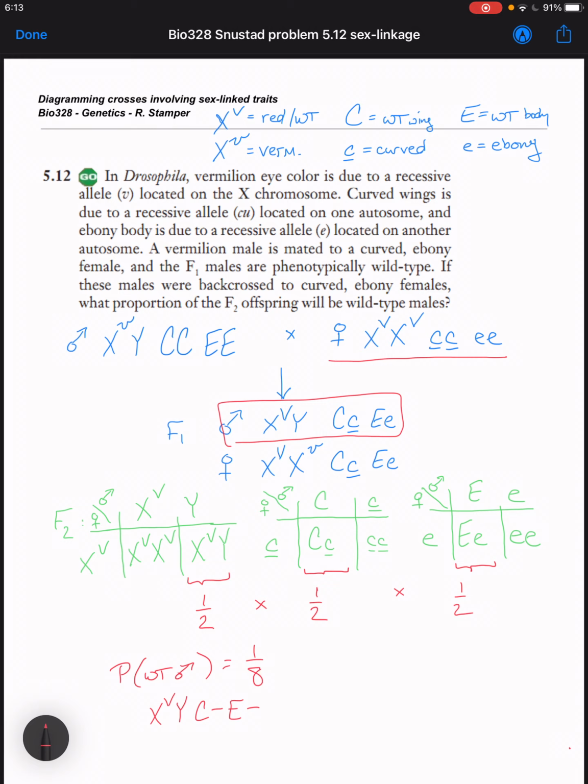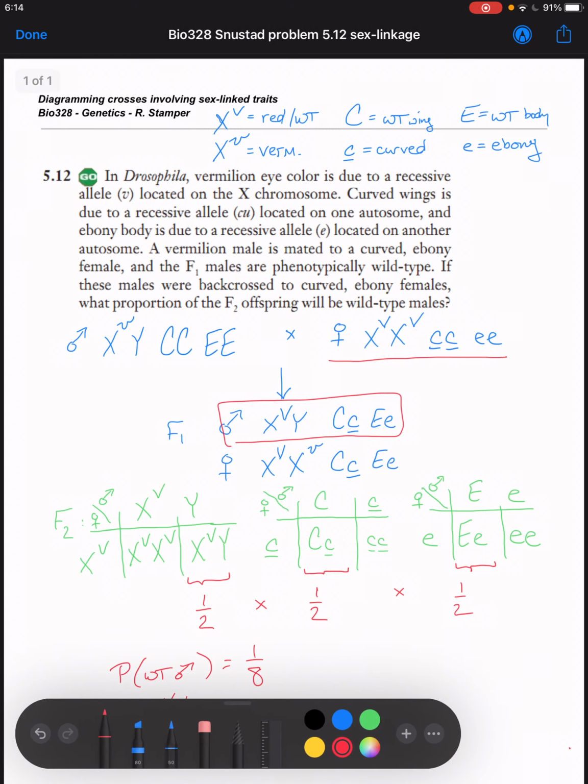I could have gone on to answer other questions, right? The chances of having a wild type female would be the same. The chances of having a curved body only or an ebony body only, whatever question you wanted to answer, you would do it in exactly the same way. You would just pick different parts of this. If you had done one large Punnett square, you certainly could have done that. It would have looked something like this.